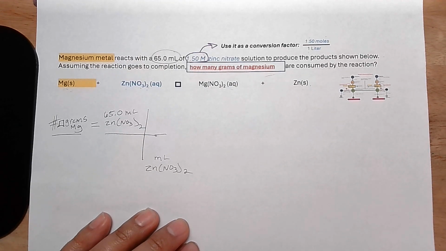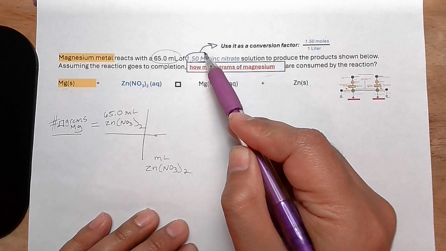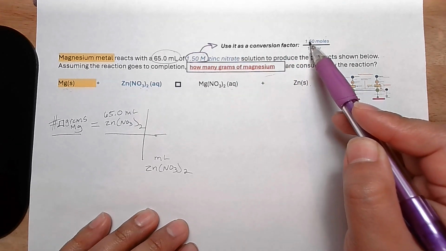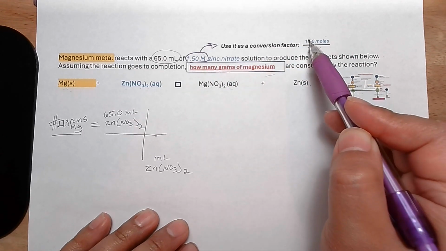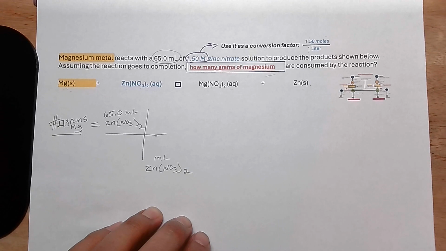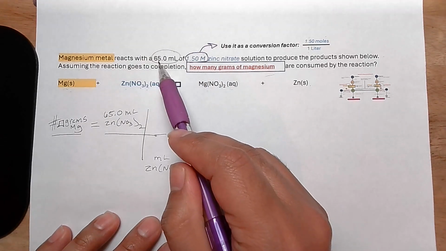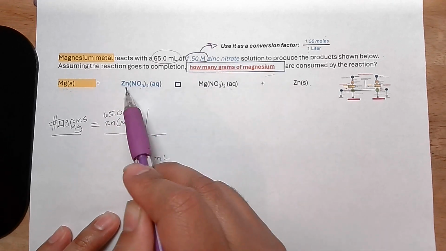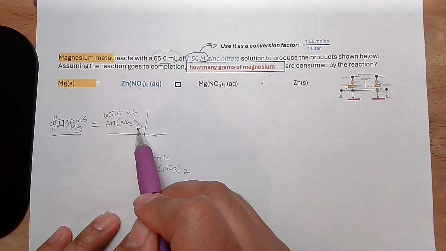So basically, you're going to change the given information, the 1.50 molar, to a conversion factor that reads 1.50 moles over 1 liter. You're just bringing the number over and saying moles over 1 liter. The other information they provided is 65 milliliters for zinc nitrate. Zinc nitrate is this here. So I'm going to start with 65 milliliters of zinc nitrate.